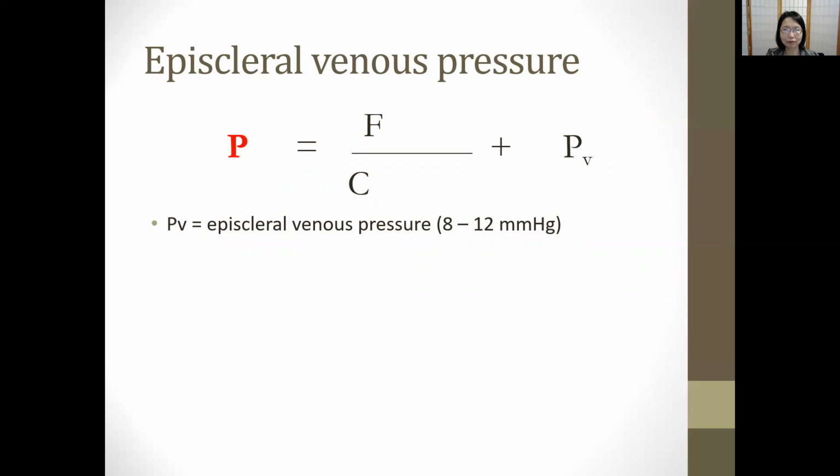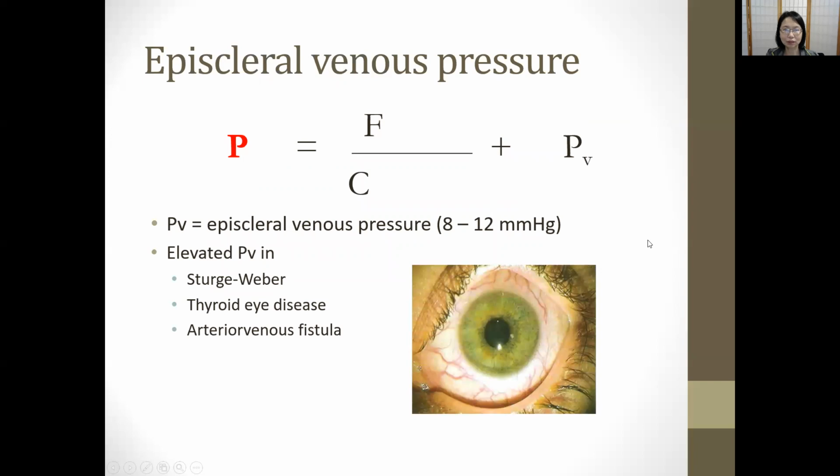So again, going back to the equation, which we already looked at, this is the Goldmann equation. Remember, episcleral venous pressure is the extra term here. And there are certain conditions such as Sturge-Weber, thyroid disease, and AV fistula, which can increase episcleral venous pressure. And here you see an example with the veins very much engorged. And this is probably a situation of AV fistula.